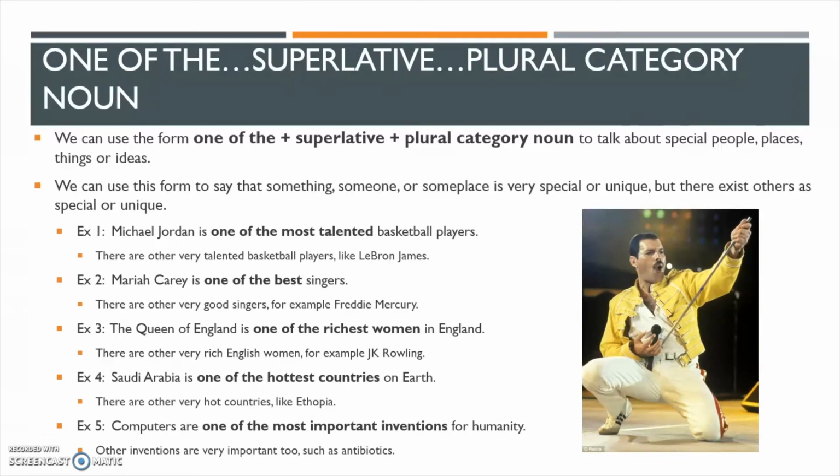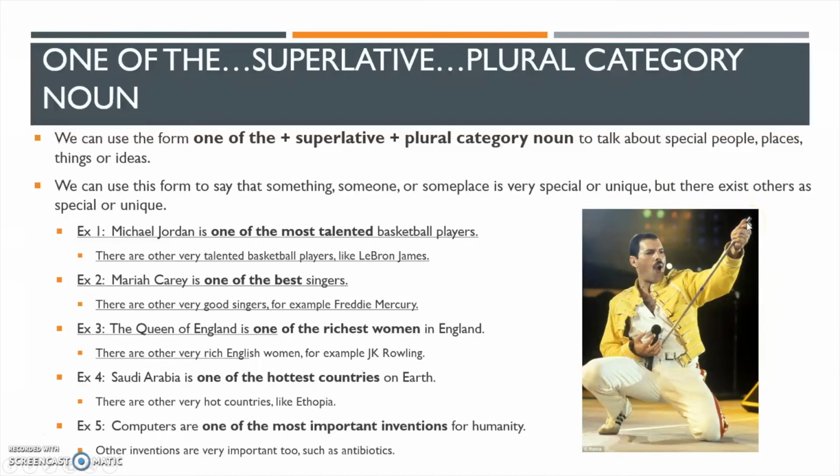things, or ideas. Example, Michael Jordan is one of the most talented basketball players, but there are other very talented basketball players, like LeBron James. Mariah Carey is one of the best singers, but there's other really good singers. Yeah, Freddie Mercury is pretty good.